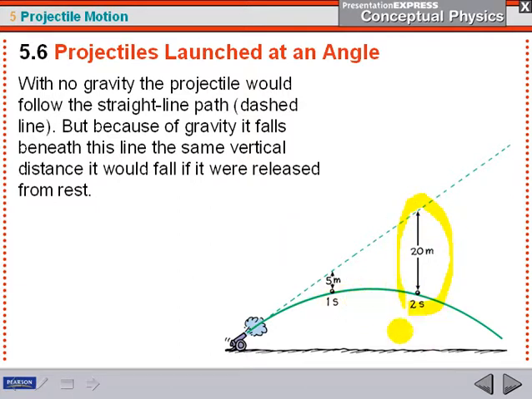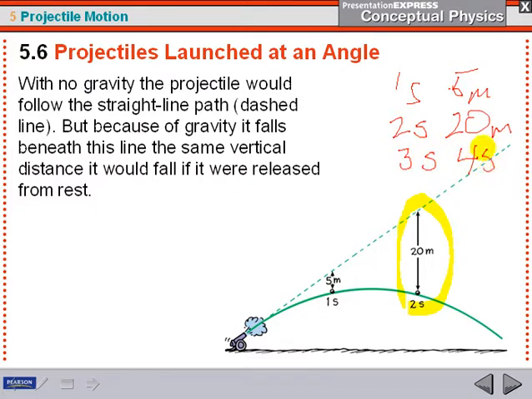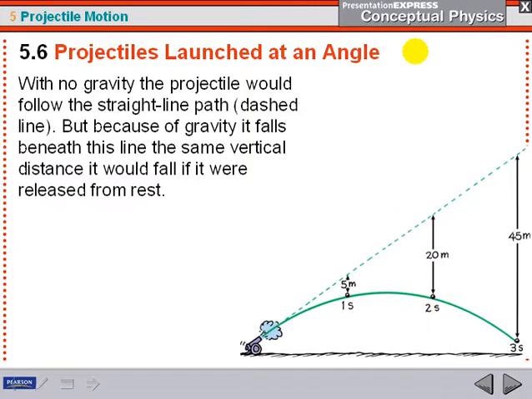That number should sound familiar too. Remember, if we look at 1 second, it's 5 meters. 2 seconds, it's going to be 20 meters, and I'll bet you that 3 seconds is going to be 45 meters. This is the distance fallen from the idealized path, and this is how long it's been falling for. So let's see. What do you know? There you go. 45 meters. It's what I predicted.